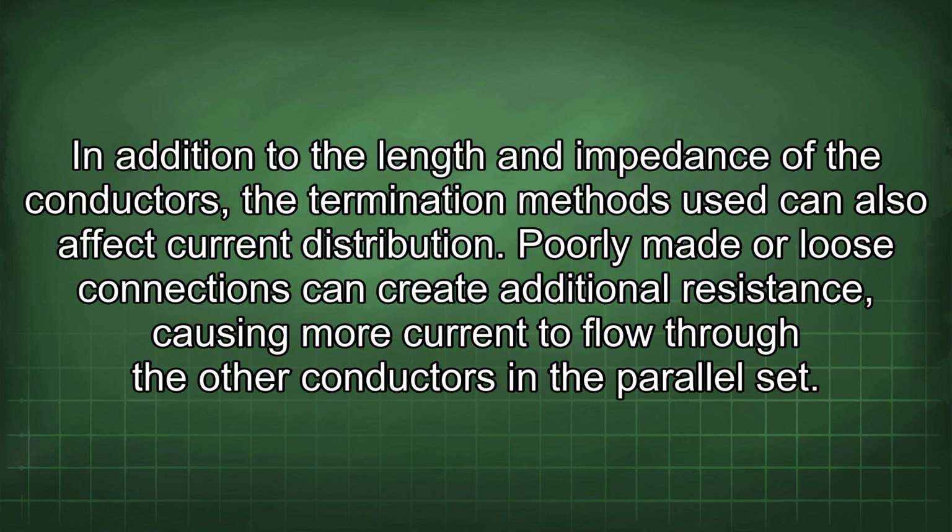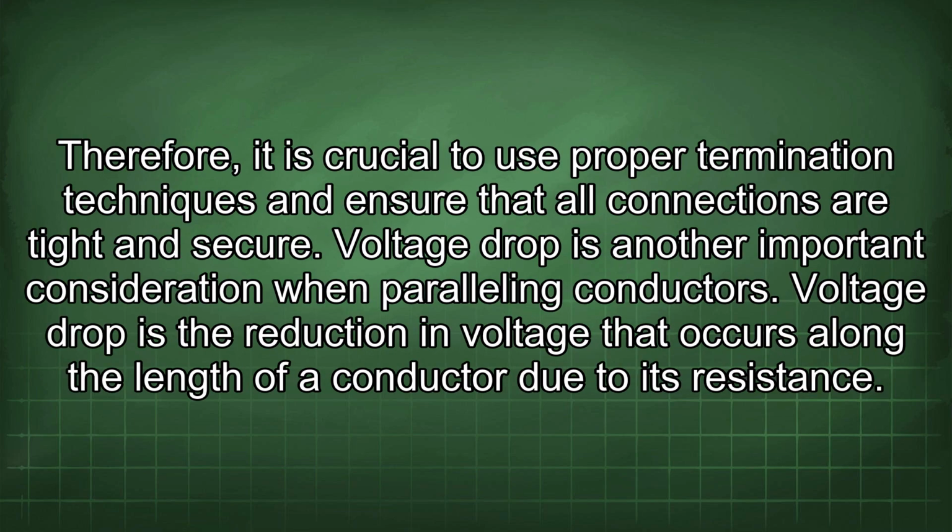In addition to the length and impedance of the conductors, the termination methods used can also affect current distribution. Poorly made or loose connections can create additional resistance, causing more current to flow through the other conductors in the parallel set. Therefore, it is crucial to use proper termination techniques and ensure that all connections are tight and secure.